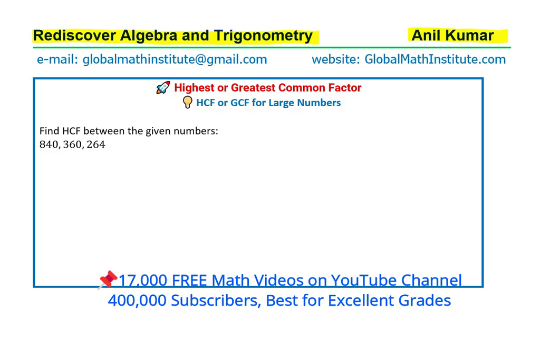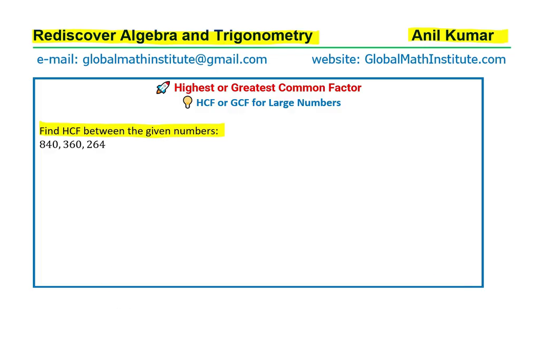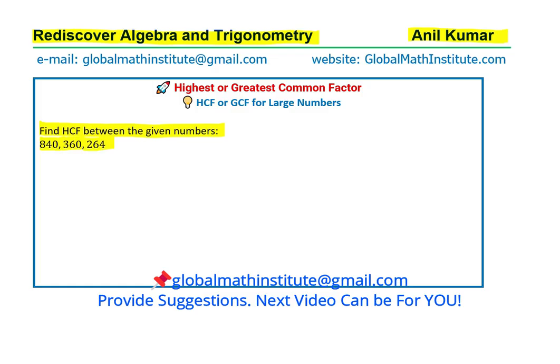The concept of rediscover is very important. We'll find the HCF between given numbers. We have three big numbers with us: 840, 360, and 264.